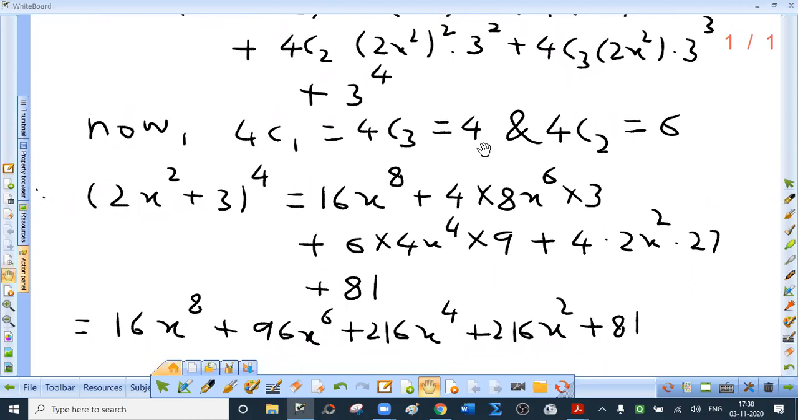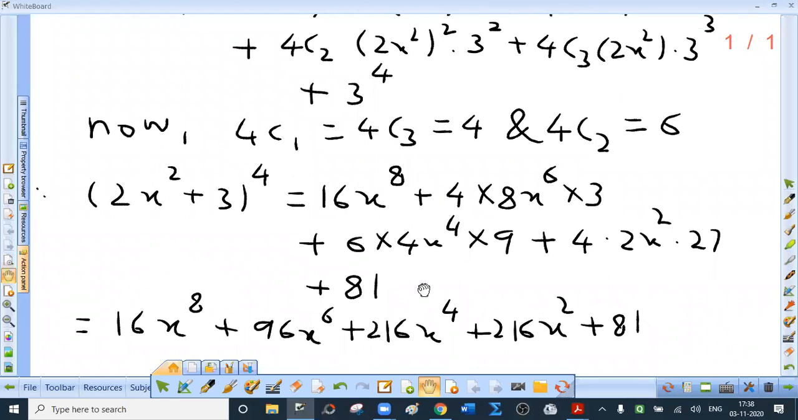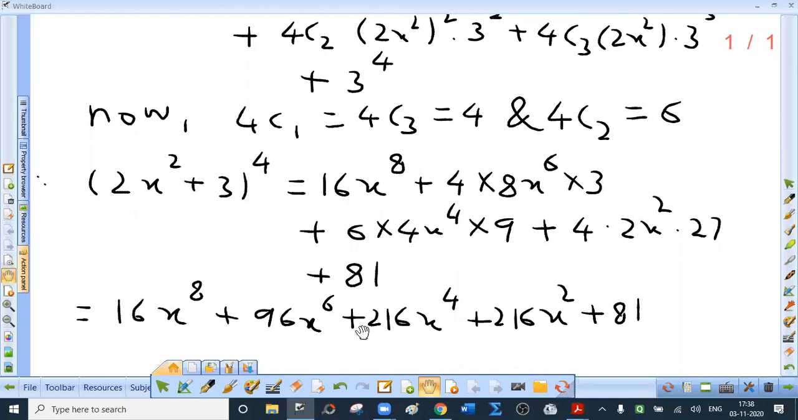4C1 is same as 4C3, 4. What is 4C2? Do not write 6 directly. Write this as 4 factorial upon 2 factorial into 2 factorial. So that is 6. Substitute. So 16x raised to 8. Now 8 into 3 into 4 is 96. And so on. 9 into 4, 36 into 6, 216, etc. So this is the final answer.